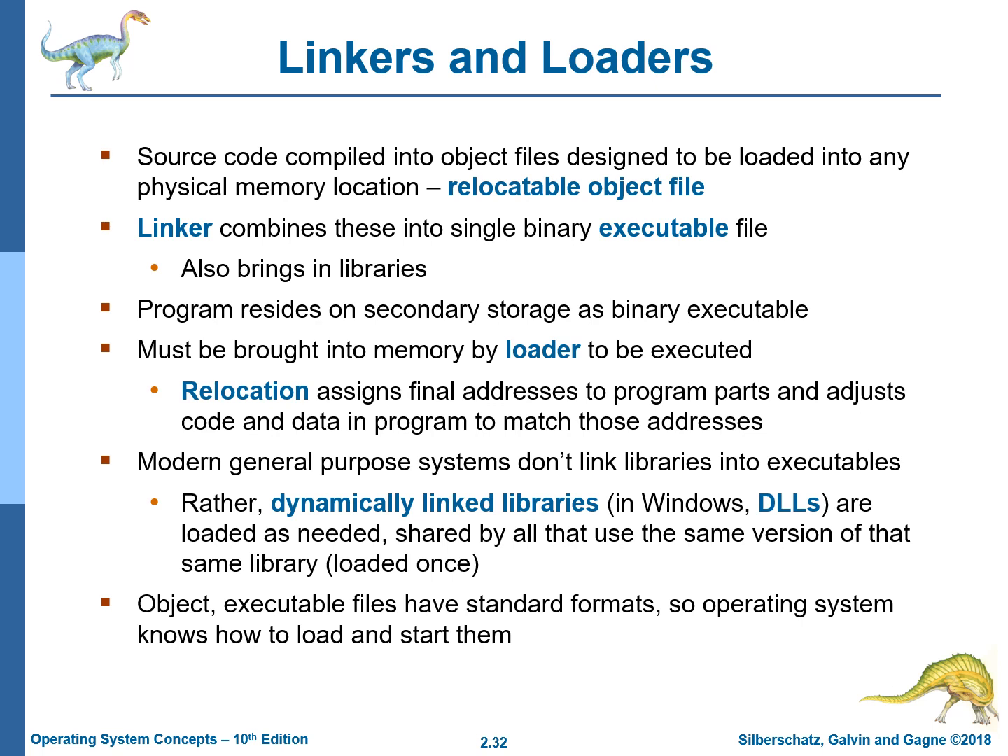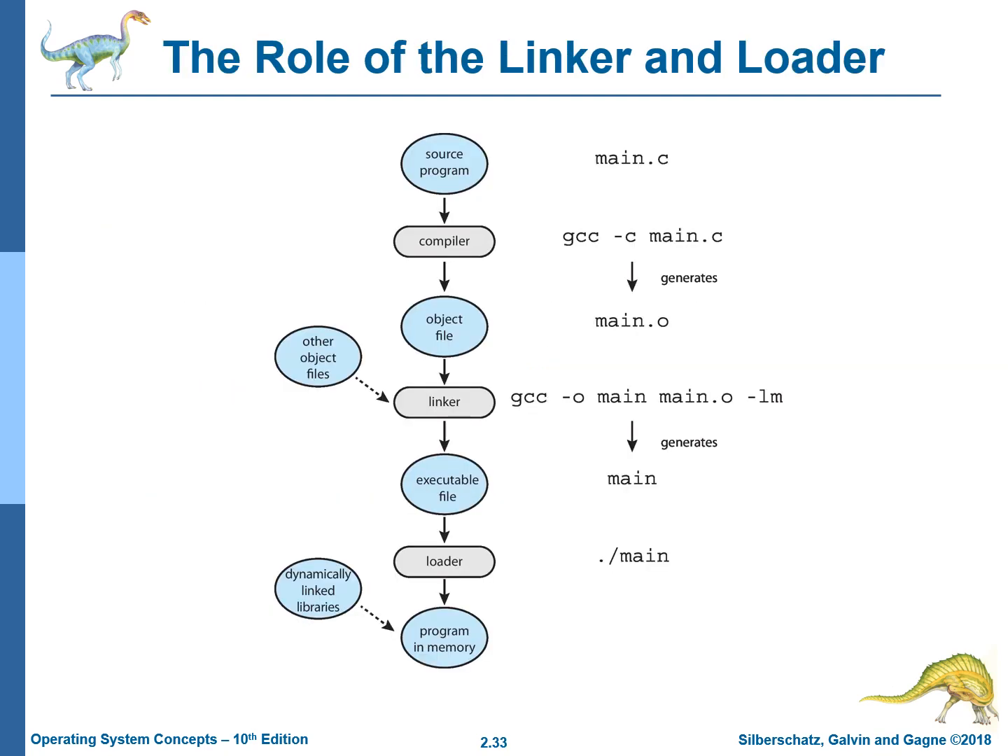The modern general-purpose systems do not link libraries into executables. Rather, dynamically linked libraries, in Windows called DLLs, are loaded as needed, shared by all that use the same version of the same library, and it's only loaded once. Object and executable files have standard formats, so the operating system knows how to load and start them. This is the role of the linker and loader.